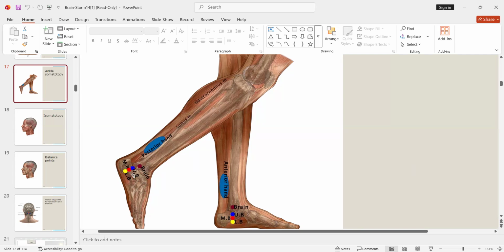Very near. Lateral side point treat the back side, and medial side treat the front side.